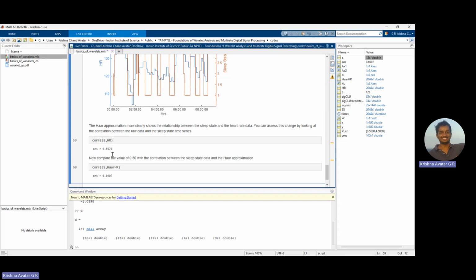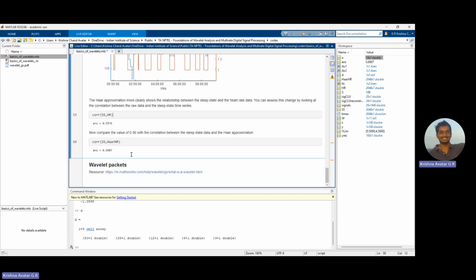And if we correlate the sleep state with the reconstructed Haar wavelet approximation of the heart rate at level 5, it gives us a correlation of 0.69, which is quite a bit higher than the correlation with the noisy data. So that was what we wanted to discuss about MATLAB in today's tutorial session.